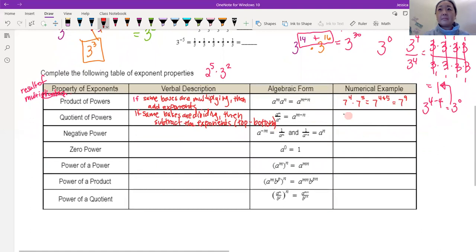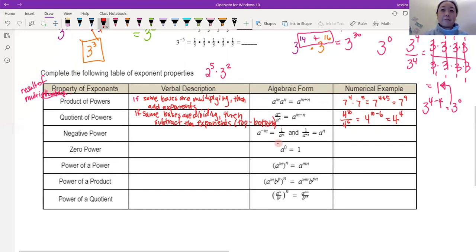All right, let's pick another number. Shall we do 4? Let's do 4. Were you thinking of 4 as well? I don't know. So 4 to the 10th power divided by 4 to the 6th power. And what do we get? It's going to be 4 to the 10 minus 6, which is equal to 4 to the 4th power. 4 times 4 times 4 times 4. That's how that goes.